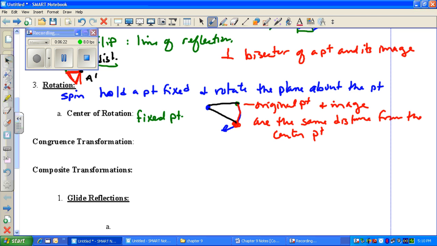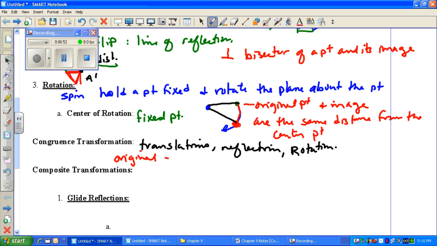We have what we call congruence transformations. Congruence, if you remember, is the word in geometry used for equal. Our congruence transformations are our translations, our reflections, and our rotations. In other words, my image and my pre-image, or my original, are going to be congruent. They're going to match in shape and size.